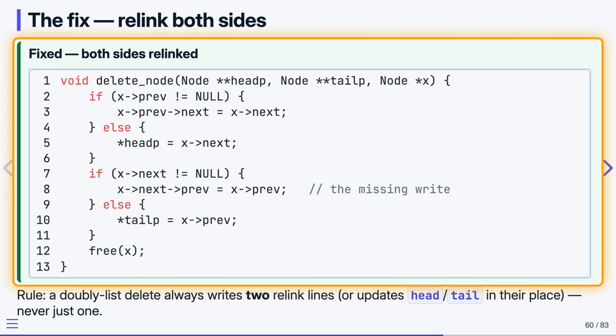Now the fix. It relinks both sides. It keeps the first write, and it adds the missing one. x->next->prev becomes x->prev. The else branches handle the ends. If x was the head, we move head, and if x was the tail, we move tail. Now both directions agree, and only then do we free x. The rule is, a doubly list delete always writes two relink lines, never just one.